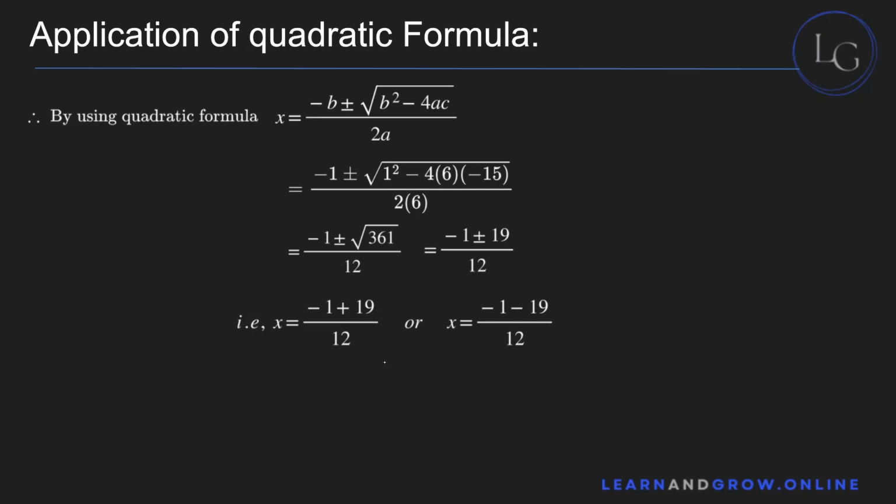You'll get two values of x depending on whether you take 19 as positive or negative. If you take 19 as positive, you'll get x is equal to 3 by 2, or if you take 19 as negative, you get x is equal to minus 5 by 3, and that's how you use the quadratic formula.